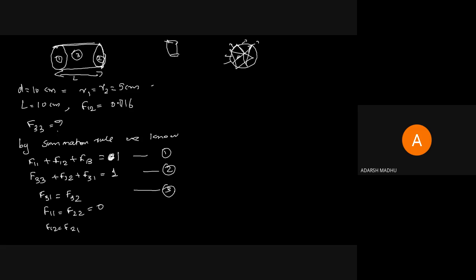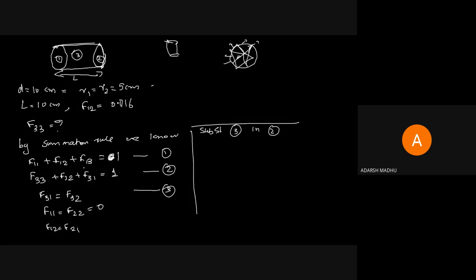We have 3 conditions. So how can we solve the problem to find the value of F33? Here we know that from 1, F11 equal to 0. Now from 2, substitute 3 into it. So what is 3? F31 equal to F32.